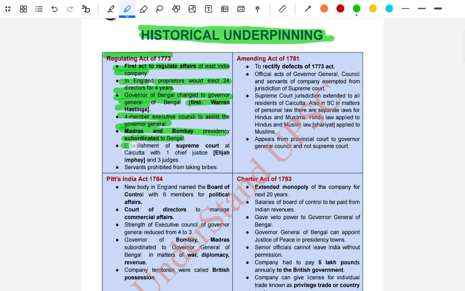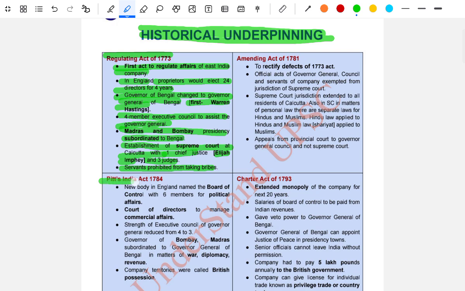And the establishment of the Supreme Court at Calcutta with a Chief Justice, Elijah Impey, and three judges. The company servants were prohibited from taking bribes.